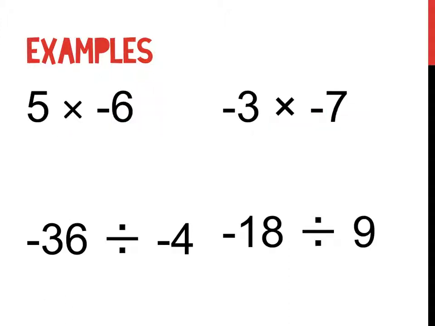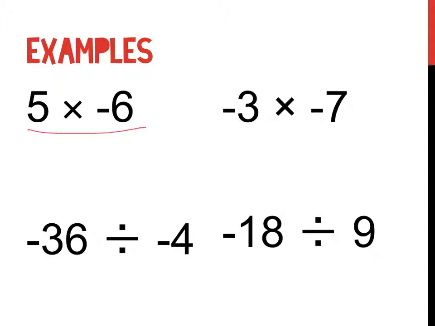Okay, with straight multiplication, again, this time don't worry, I've gotten rid of the brackets. It's all good. Straight multiplication, if my signs are the same, my answer is going to be a positive. If my signs are different, my answer is going to be a negative. Let's look at this example. 5 multiplied by -6. This is how I like to do it.